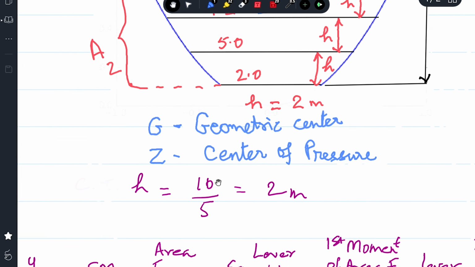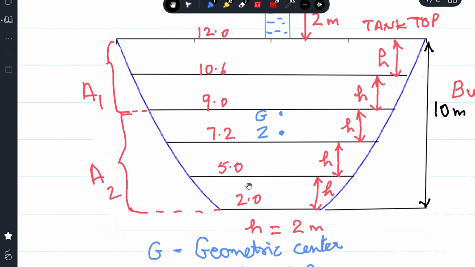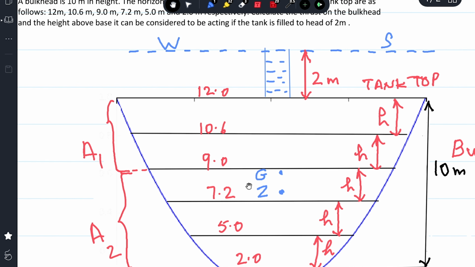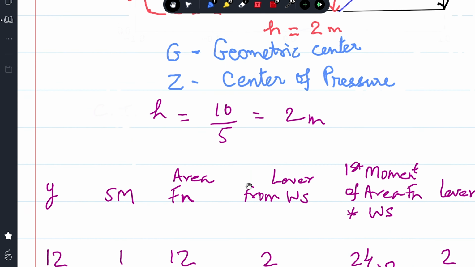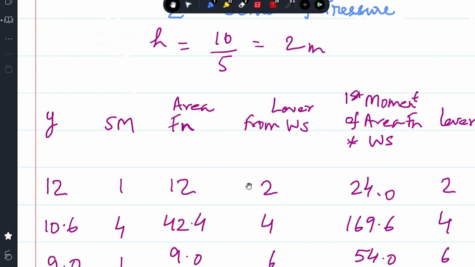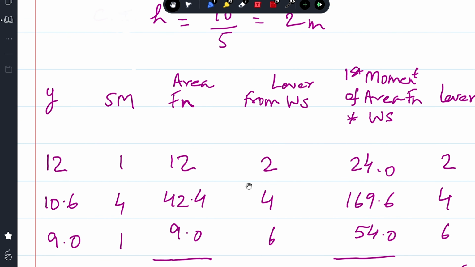So h is 10 upon 5, which is 2 meters. So let's concentrate on top area A1, which comprises 3 ordinates, 12, 10.6 and 9.